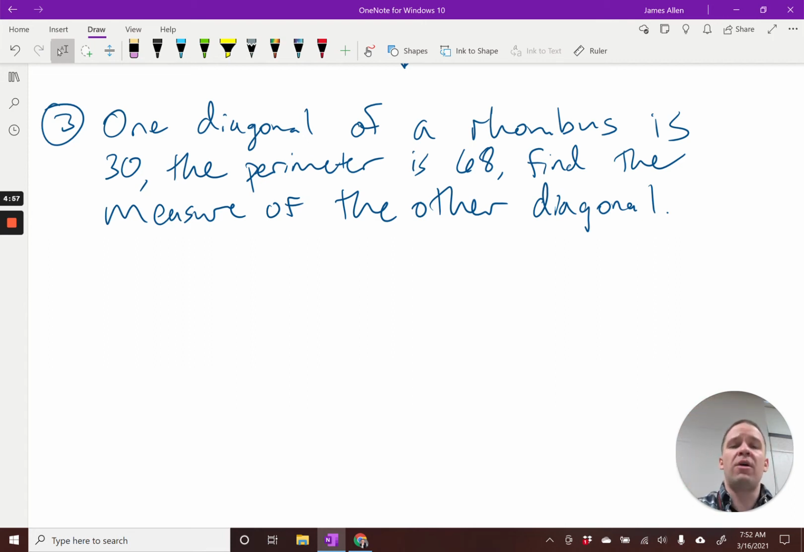One diagonal of a rhombus, if you forgot how to pronounce it, it was rhombus. I'm just kidding. It's rhombus. The H is silent, okay? Don't say rhombus. People, math teachers might make fun of you. I'm just kidding.